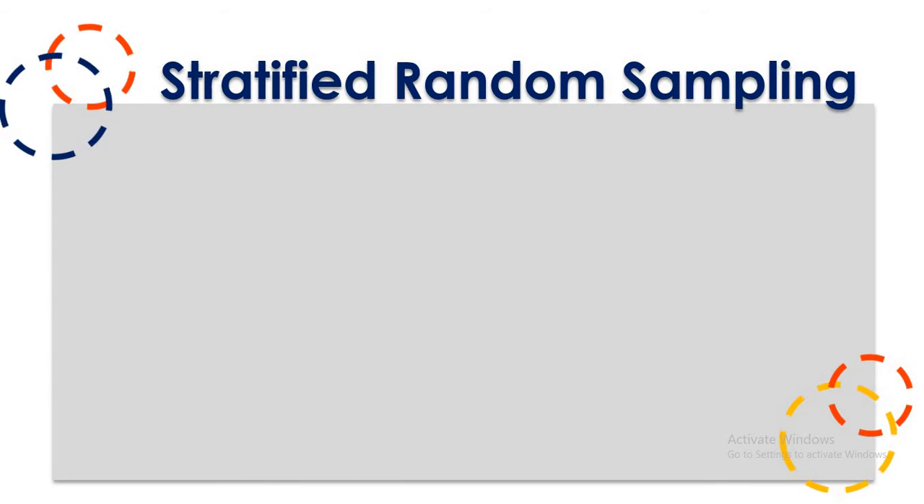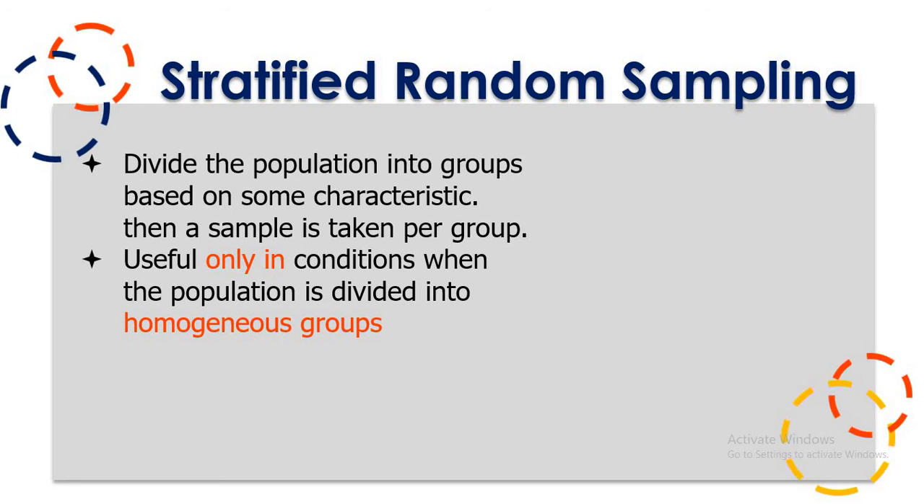Next is the stratified random sampling. This is the one that involves a lot of computation. So what you're going to do here is to divide the population into groups based on some characteristics.